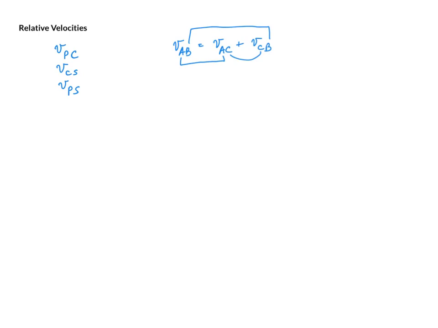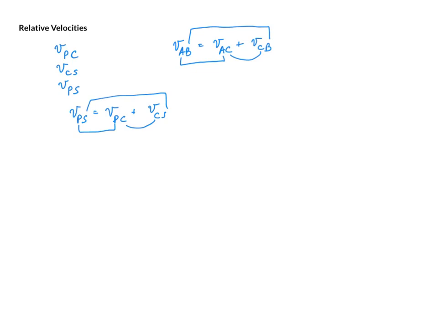So looking at my problem, velocity of the person relative to the sidewalk then will be velocity of, I have to start with P, of the person relative to the car, plus velocity, I have to start with a C now, so that's velocity of the car relative to the sidewalk. So that I start with P, I end with S, and the C drops out. So this is how we're going to be doing the relative velocities.